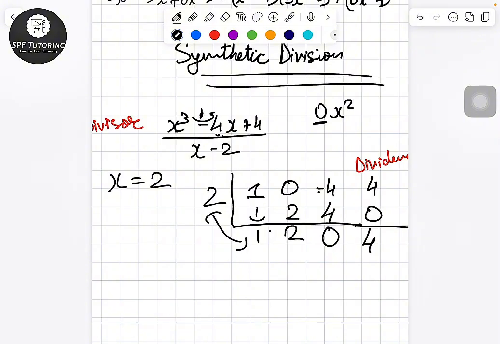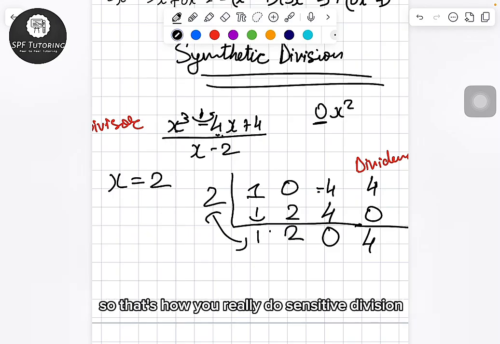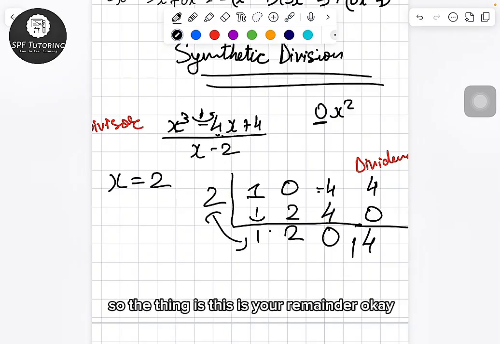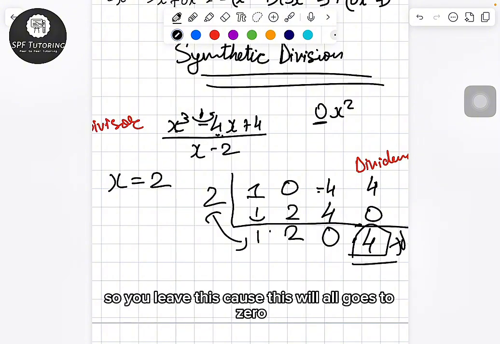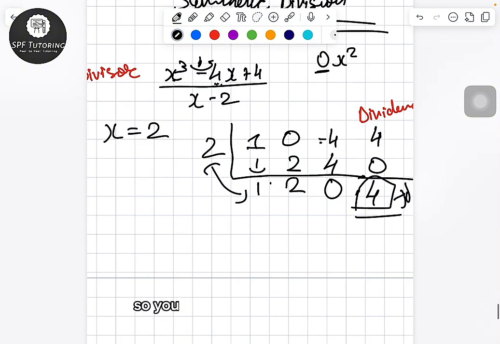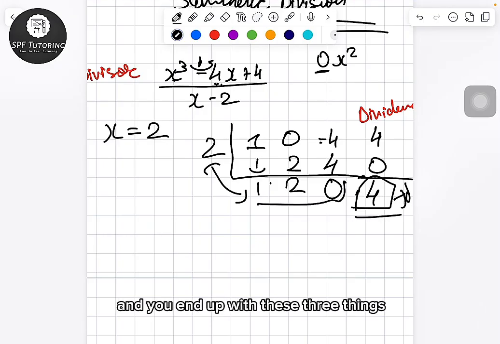Right? So that's how you really do synthetic division. And I'm saying this really doesn't make sense, actually, it never really does. So the thing is, this is your remainder, okay? So you leave this aside. You learned this one, the fact that there will be a graph. So you forget about the remainder and you end up with these three things.